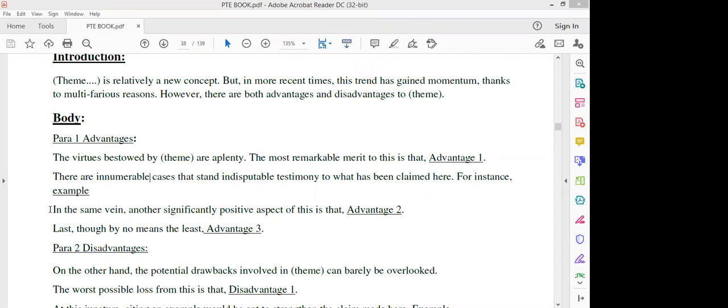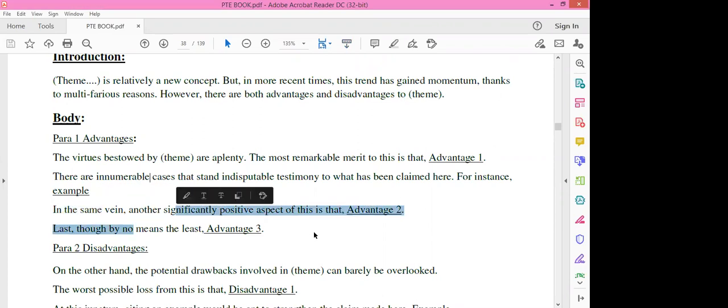This is a connector. If there's a space here, continue from there. In the same vein, another significantly positive aspect of this is that of staying in a foreign country or living in a foreign country or studying in a foreign country. Another significantly positive aspect of this is that it opened doors to a wide range of career opportunities and enhances your career prospects.